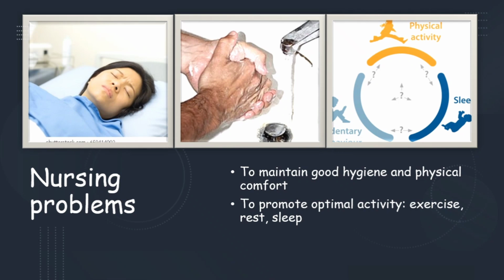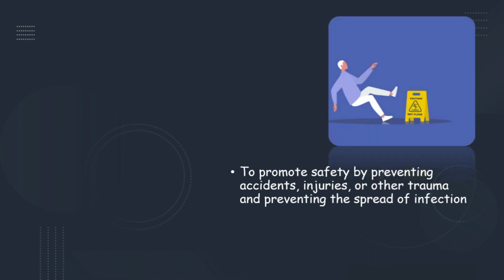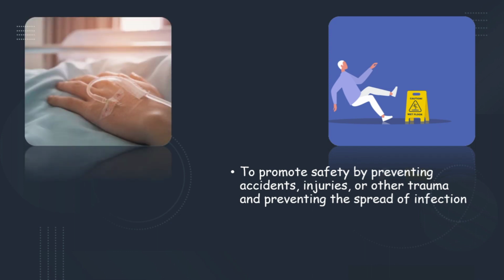Next is to promote safety by preventing accidents, injuries or other trauma and preventing the spread of infection. In a hospital, there are several risks such as fall risk, risk of pulling out IV lines, Ryle's tube, sleeping in the washroom, etc. Again, the patient is at risk of infection from the hospital staff's surroundings, invasive lines and procedures, etc. So the patient should be protected from both.